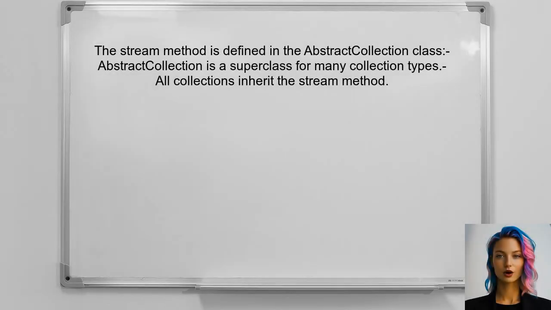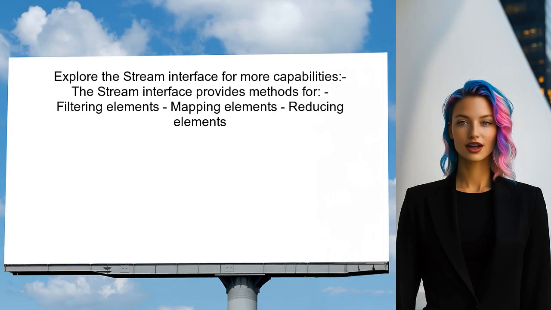The stream method is actually defined in the AbstractCollection class, which is a superclass for many collection types. This means that all collections inherit this method, providing a consistent way to create streams from any collection. Finally, the user can explore the Stream interface further to understand its capabilities. The Stream interface provides various methods for processing sequences of elements, such as filtering, mapping, and reducing.